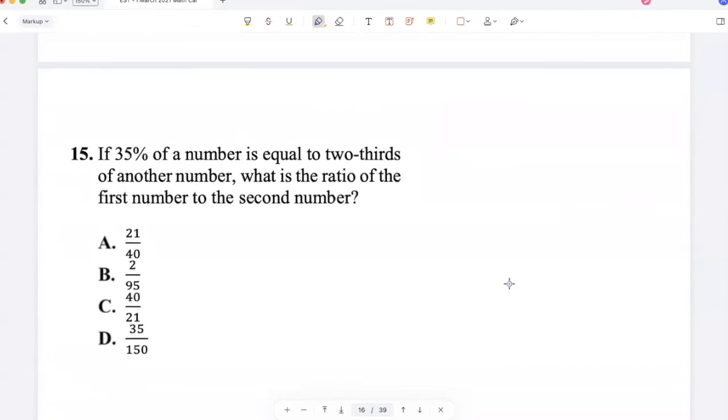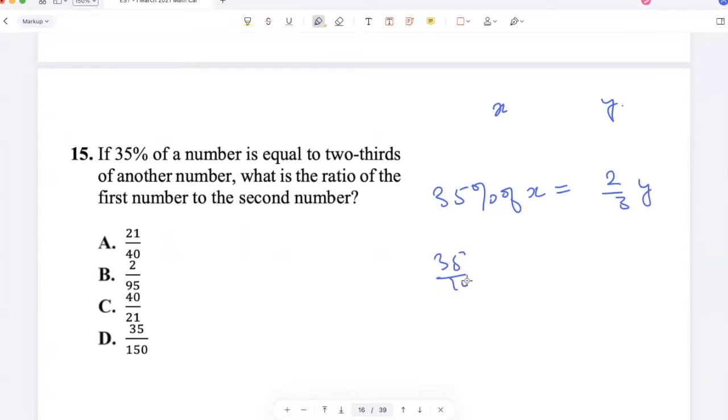If 35% of a number is equal to 2/3 of another number, what is the ratio of the first to the second number? Okay, so let's say the first number is X and the second is Y. So 35% of X is 2/3 of Y. So we have to find X by Y.